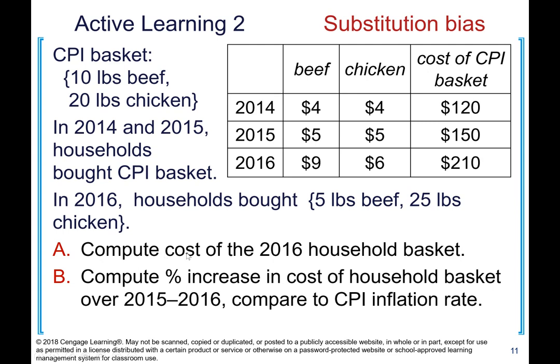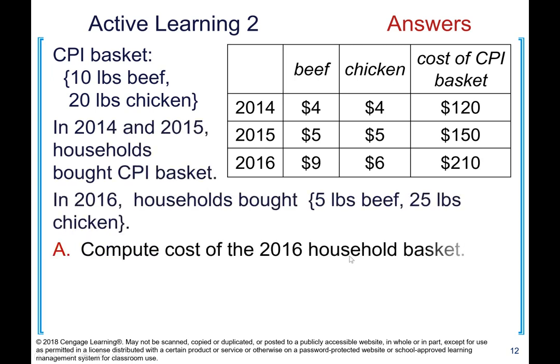So, number A, compute the cost of the 2016 household basket. The cost is, of course, for 2016, 9 times 5, that is $9 times 5 pounds of beef plus $6 times 25 pounds of chicken. And then number B, compute the percentage increase in the cost of the household baskets over 15-16 compared to the inflation rate. Now, let's go to the answer here.